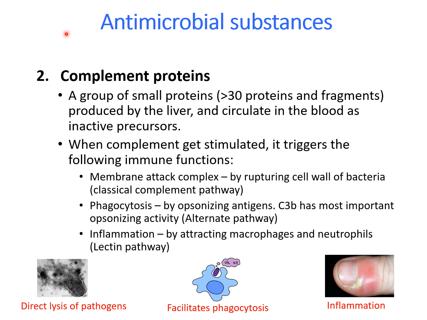Another type of antimicrobial substance is the complement proteins. Complement proteins are a group of small proteins produced by the liver that circulate in the blood as inactive precursors. When complement is stimulated, it triggers the following immune responses. First, formation of the membrane attack complex, which causes the rupturing of the cell wall of bacteria. Second, enhanced phagocytosis by opsonization. C3b complement protein has the most important opsonizing activity. Third, it causes inflammation by attracting macrophages and neutrophils.